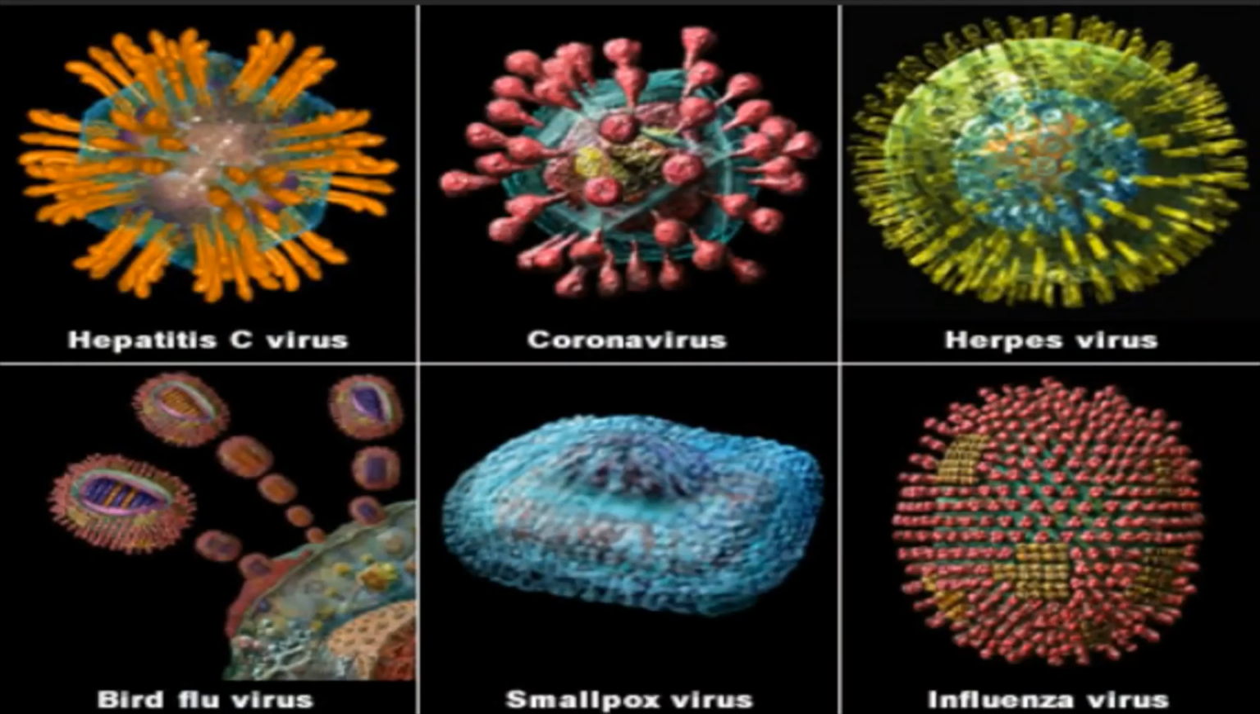Here are some images of several different viruses. In the top corner, it's hepatitis C, and next to it is coronavirus, and on the other end is herpes virus. On the bottom corner, bird flu virus. In the bottom middle is smallpox virus, and in the bottom corner is influenza virus. Notice how close the influenza, the flu virus, and the coronavirus look to each other.